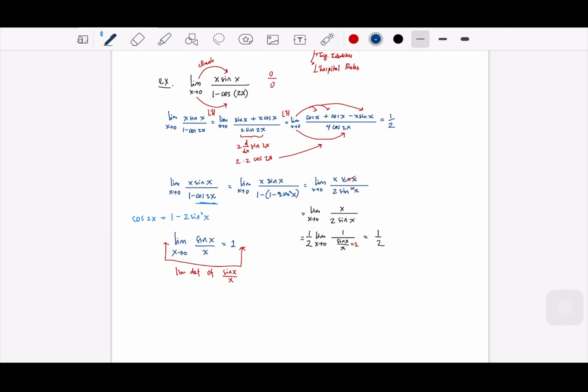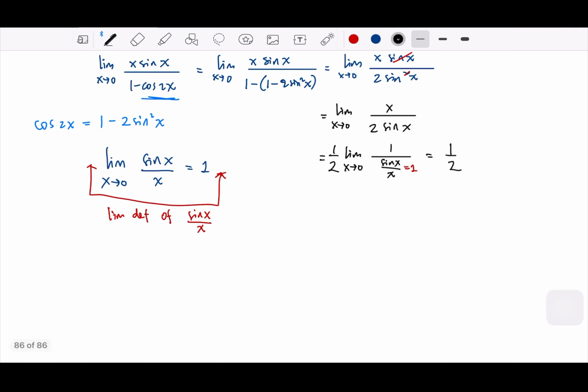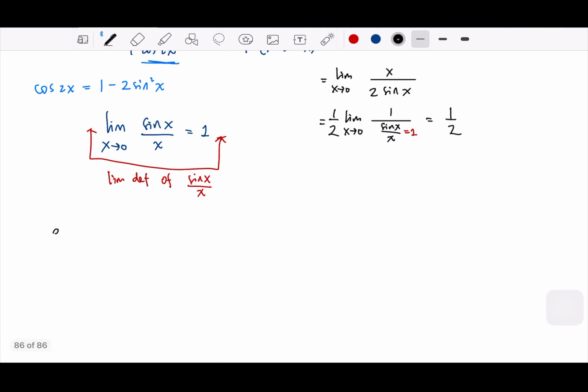Okay, another question related to limit. If you have the limit as x approaching 0 of x squared cosine of 3 over x to the power 4.